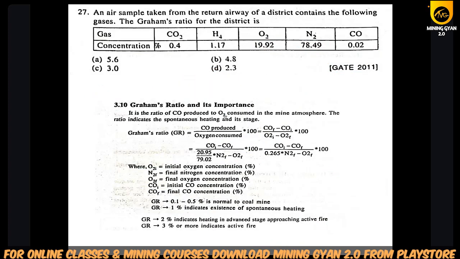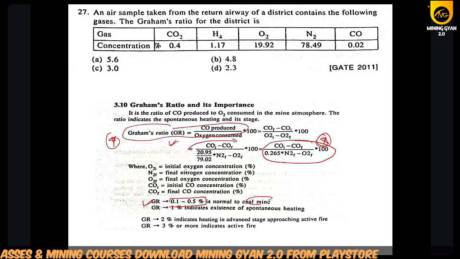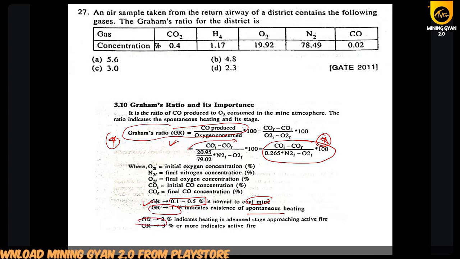I told you when I was teaching to remember this first. If this is remembered, then you have to remember this one. And if the GR is 0.1 to 0.5, that means normal. Gram ratio 1 is spontaneous heating. Gram ratio 2 is the advanced stage, and gram ratio 3 means active fire.